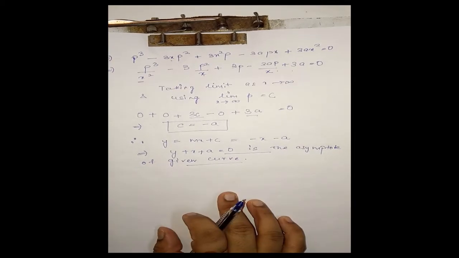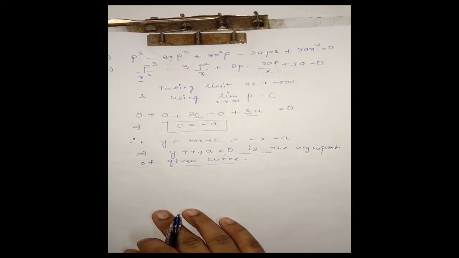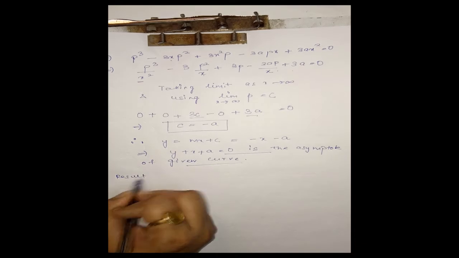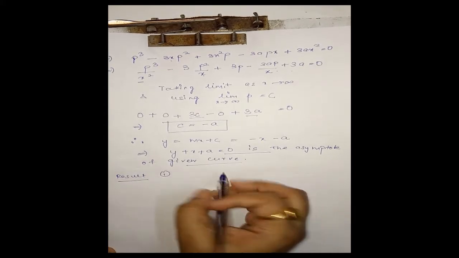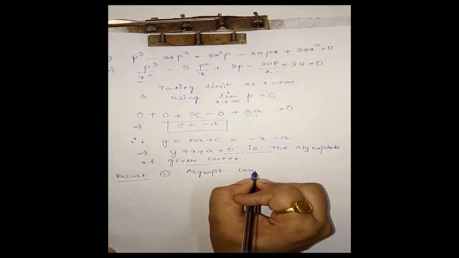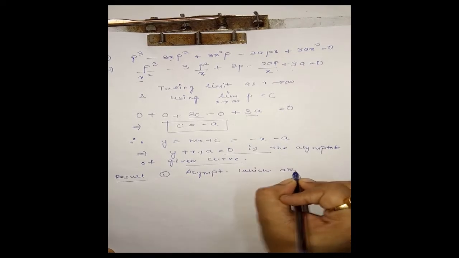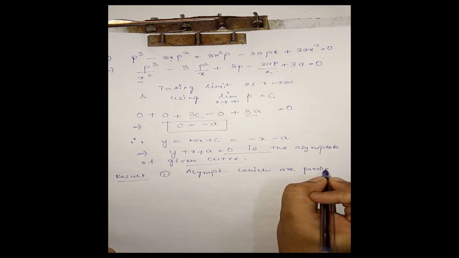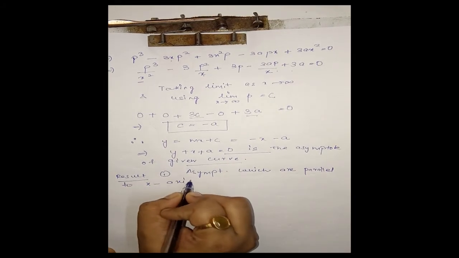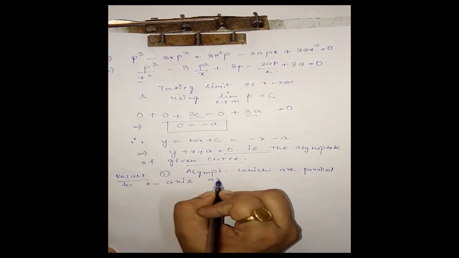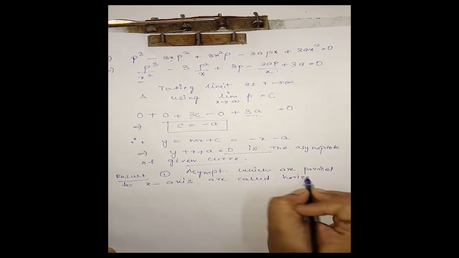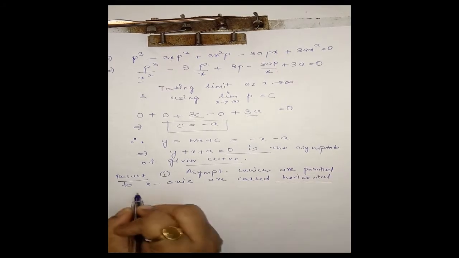Now we have the result: asymptotes which are parallel to the x-axis are called horizontal asymptotes.